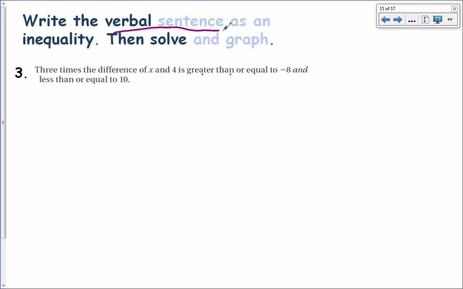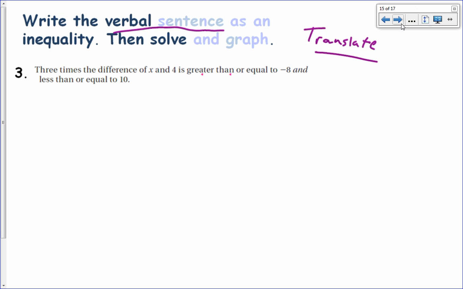We've got these verbal sentences. It's written in words, and we need to be able to translate. Guys, I have to tell you, this is super duper important. You need to learn how to recognize and translate these phrases. So we're looking for clues along the way.